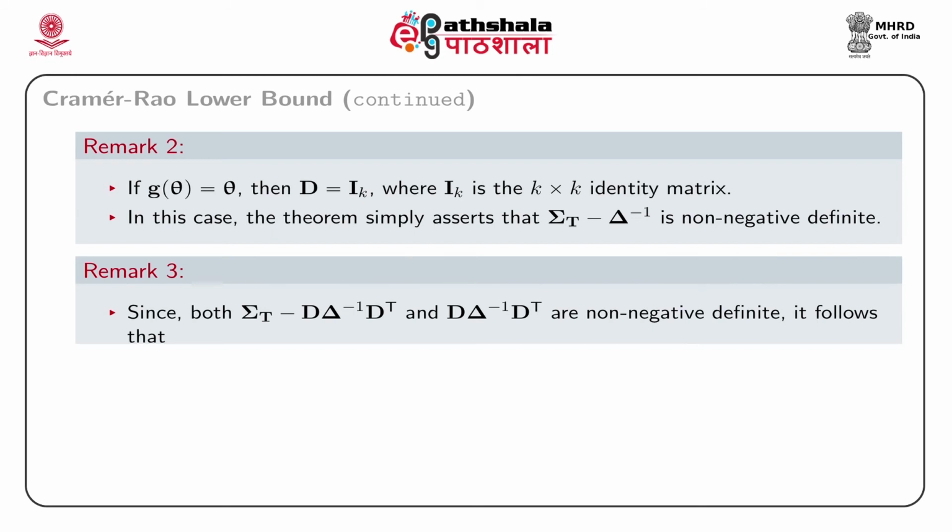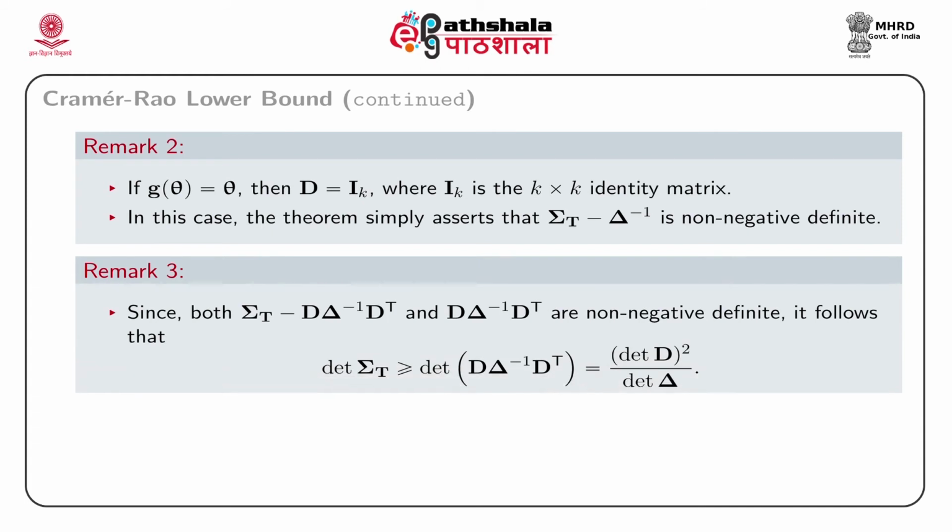is NND and D delta inverse D prime is also NND. From the results of linear algebra, it follows that determinant of sigma_T is greater than or equal to determinant of D delta inverse D prime. After taking the determinant, we get determinant of D whole square.